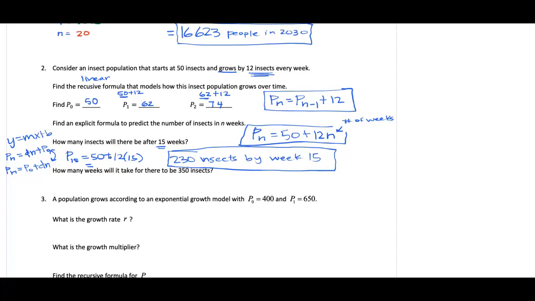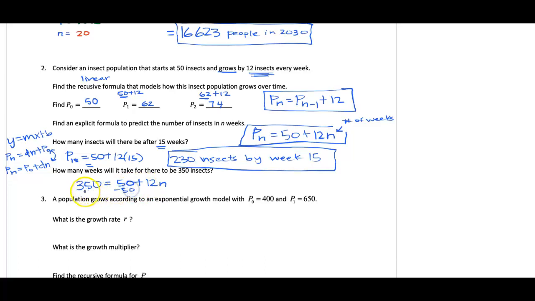Okay, and then how about this next one? How many weeks will it take for there to be 350 insects? Now, where are we going to put that 350? In front of the 50? Yeah, so the whole thing, right? P sub n, that whole thing. So we're going to put 350 equals 50 plus 12n. See, I'm just using this formula here. And now I'm just going to solve it for n, right?